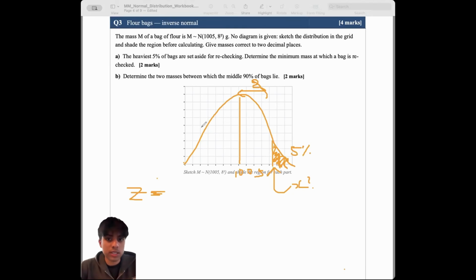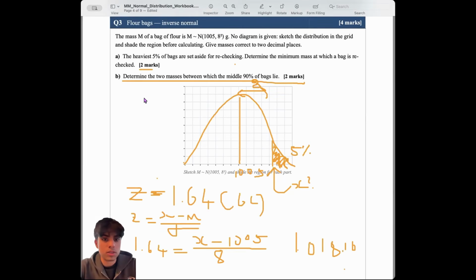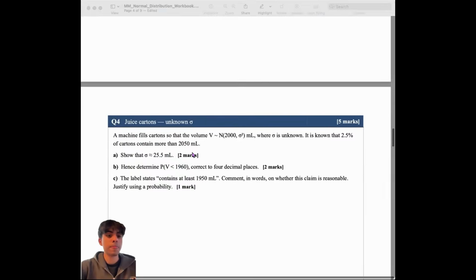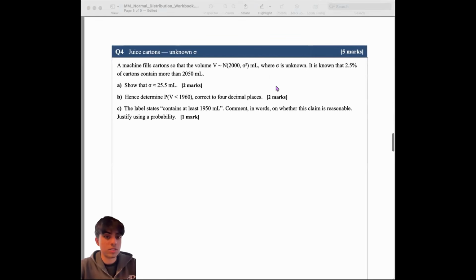So I guess, for an SF question, yeah, 100% go for that because all they really want is you to sub in some numbers. It is a 2-mark question, so I think you could get away with that. So for part B, you would essentially do the same thing with inverse n. Okay, next question, we're moving on to juice cartons.